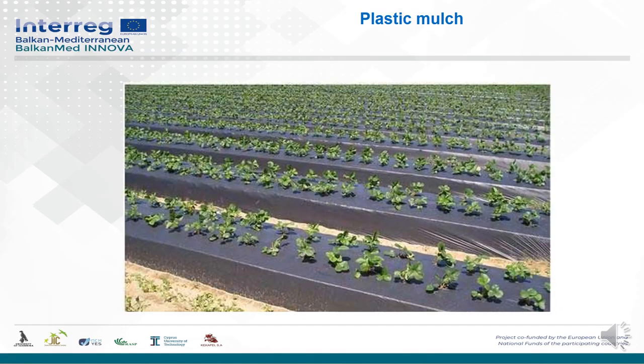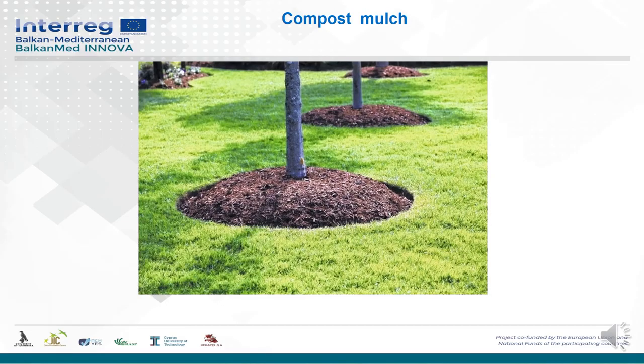Another material that is used for mulching, here we have plastic, which I'm not a lot in favor of. Another example of mulching, here we have compost mulching of the trees. So we put compost around the trees near the trunk.